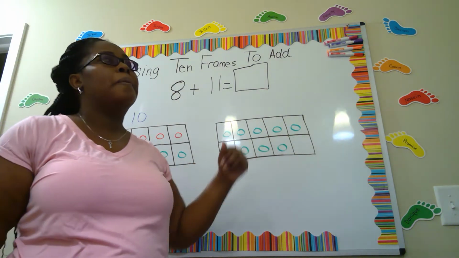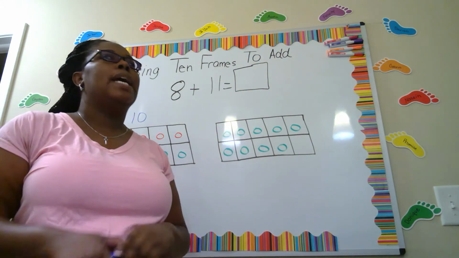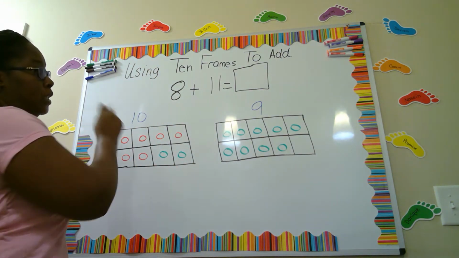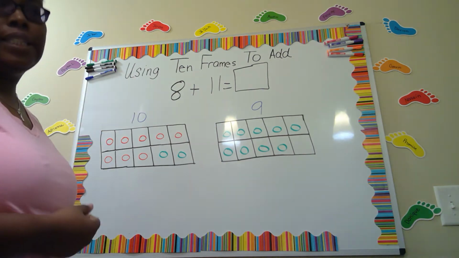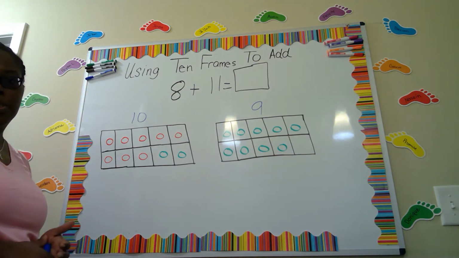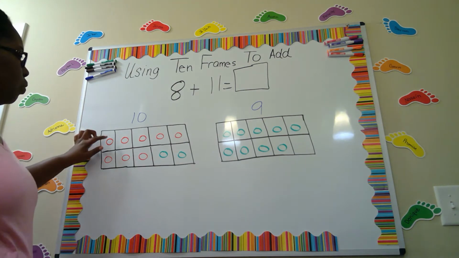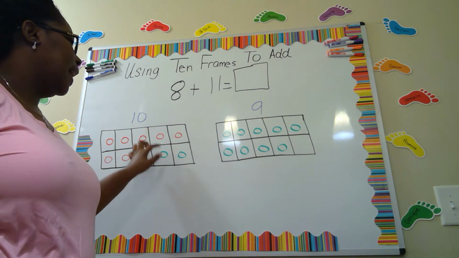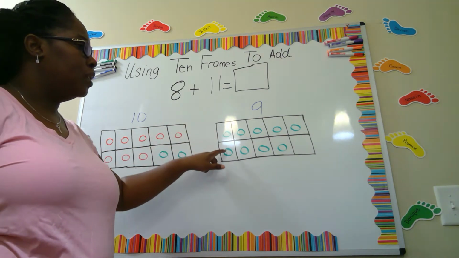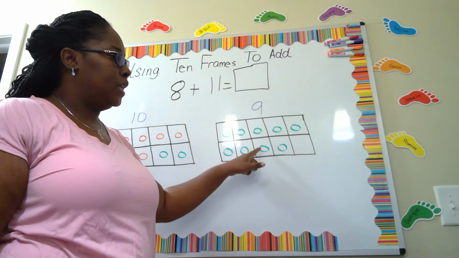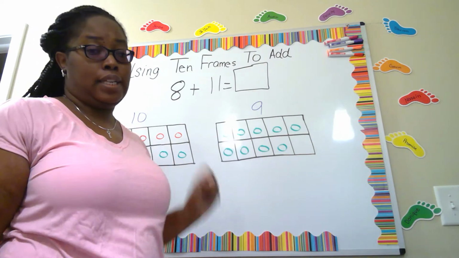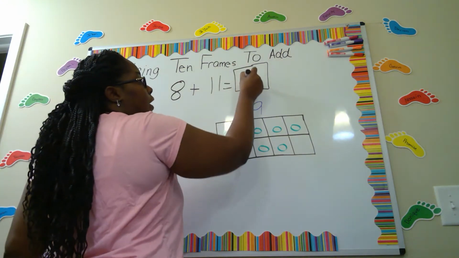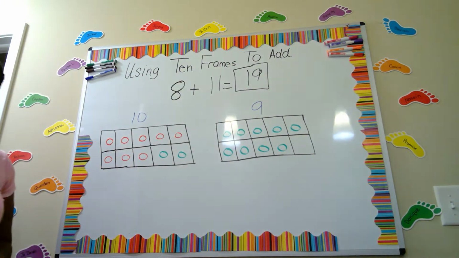So if I take 1 away from 10, 10 minus 1, without having to count all these, that lets me know that there's 9 of these here. And then I can visually see 10 plus 9 equals 19. But let me count and double check to make sure I'm correct, okay? 1, 2, 3, 4, 5, 6, 7, 8, 9, 10, 11, 12, 13, 14, 15, 16, 17, 18, 19. So therefore, 8 plus 11 equals 19, okay?